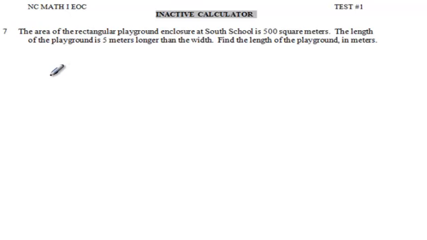Welcome to the North Carolina Math 1 end of course, an active calculator, question number 7. The area of a rectangle is 500 square meters.